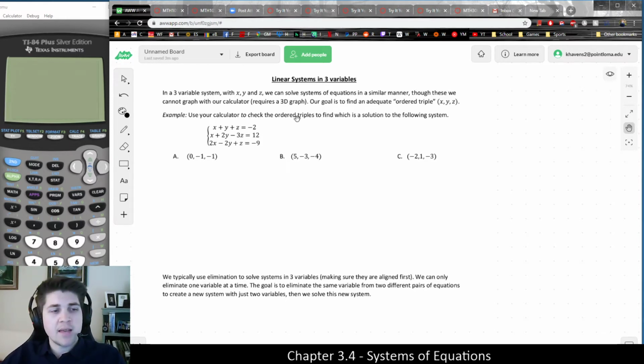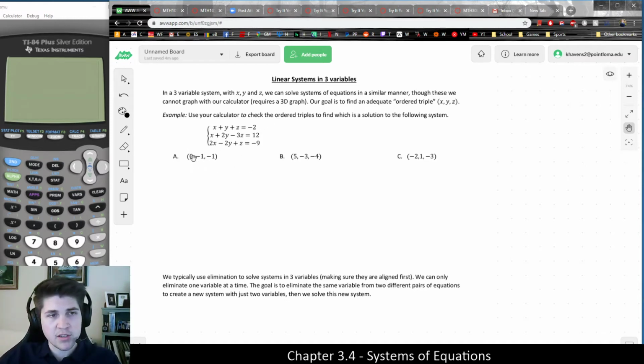But in this case, let's just say we have 3 equations with 3 unknowns. Let's say that x plus y plus z is equal to -2, x plus 2y minus 3z equals 12, and 2x minus 2y plus z equals -9. Our goal here is to figure out what is x, what is y, what is z that will simultaneously work in all 3, which is a very similar process to what we were just doing. It is just a little bit more difficult because we have 3 different things. And the solution should work in all 3 as well.